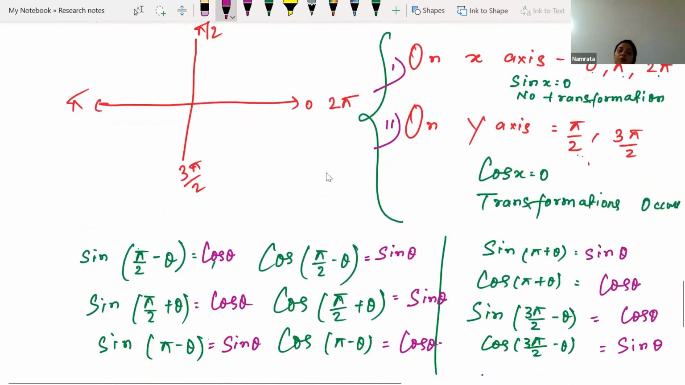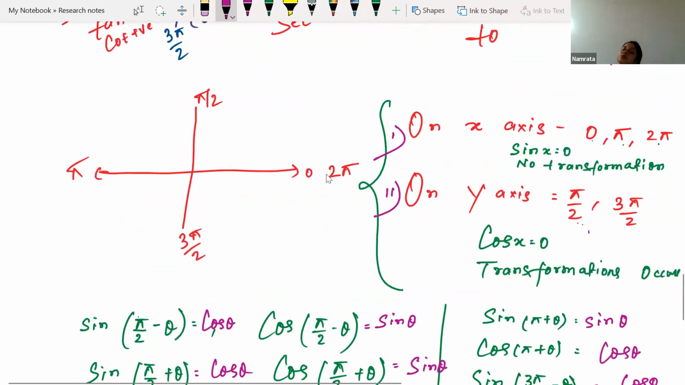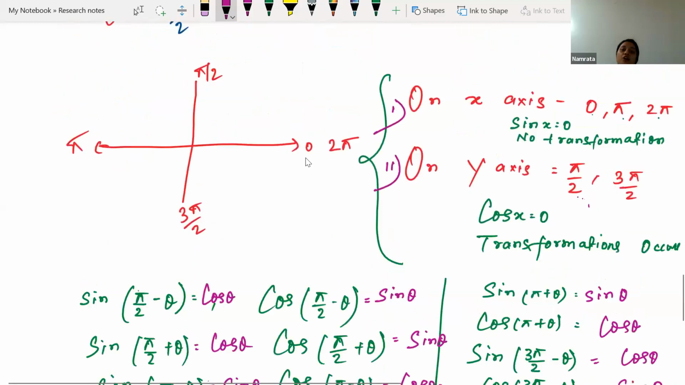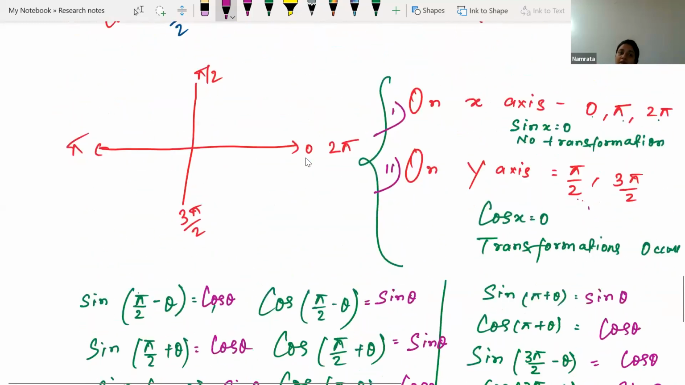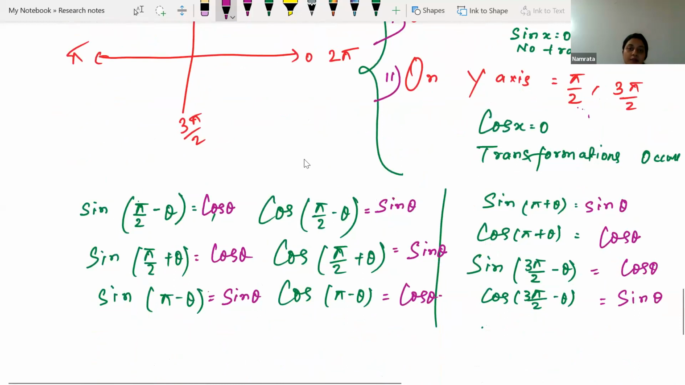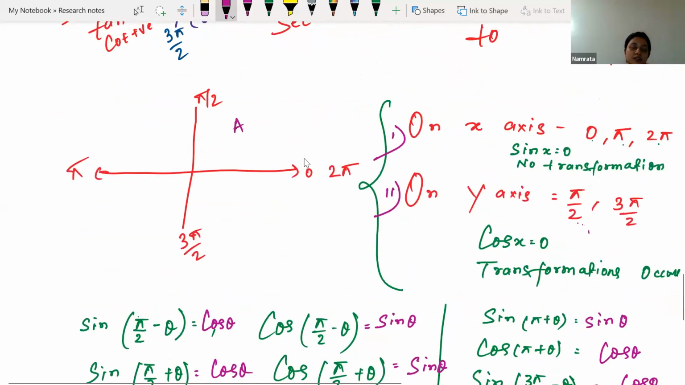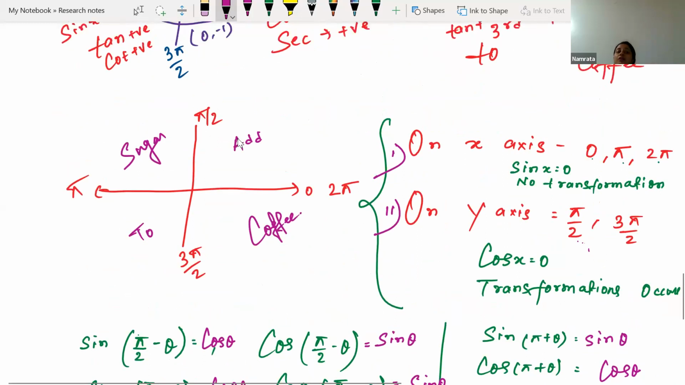You can see rule 1 and rule 2. I have just considered where transformation will occur and where transformation will not occur. But with that, we also have to be careful with the quadrant, in which quadrant exactly it is, for the values we are getting. So add sugar to coffee, if you know that. Here let me write that: all positive, add sine positive, sugar tan positive, and coffee cos positive. This is the rule which we have learned right now.